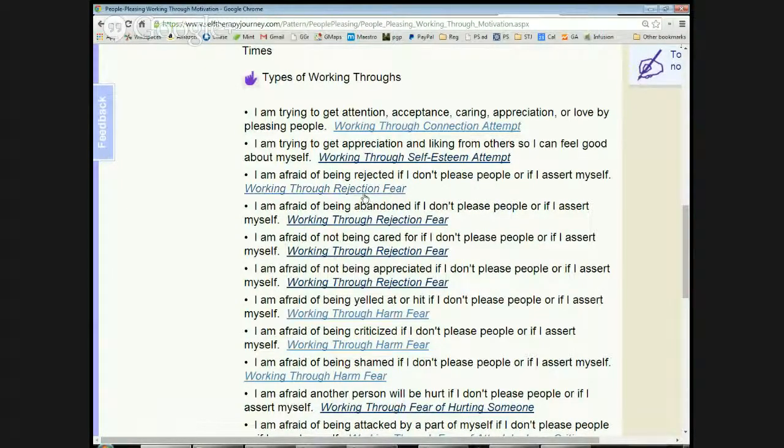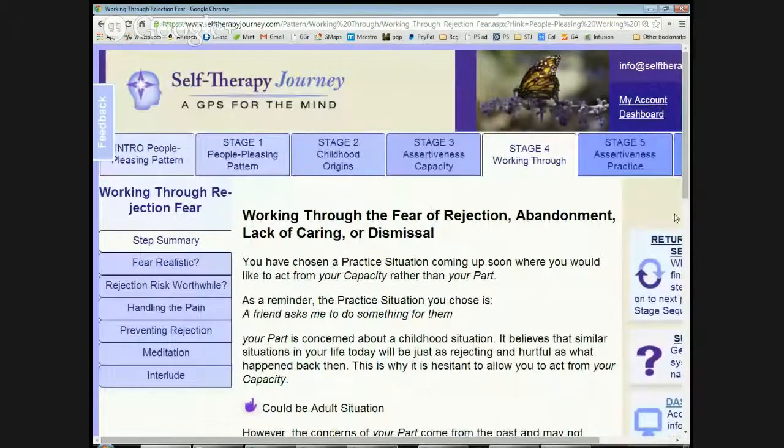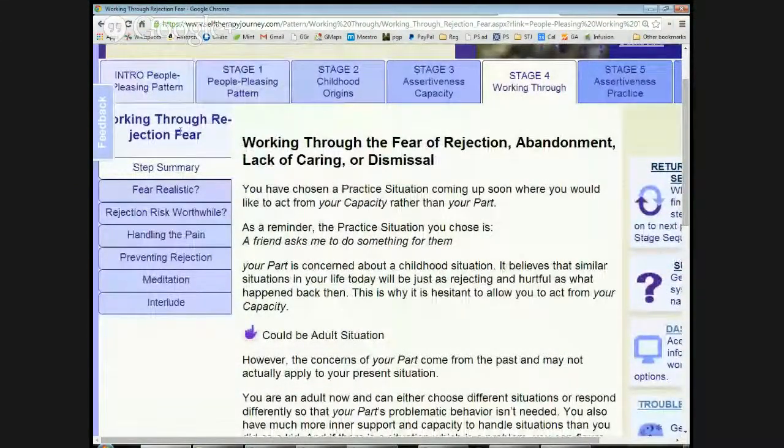So if that's the case, I can click here, and it will take me to a stage 4 step sequence working through rejection fear, which is actually working through the fear of being rejected, abandoned, not cared about, or dismissed. So here we are working, and this is a way of working with the part of you that does the people pleasing. Well, I didn't give it a name, so it just says your part. If I had typed in names for those in stages 1 and 3, then those names would show up here.